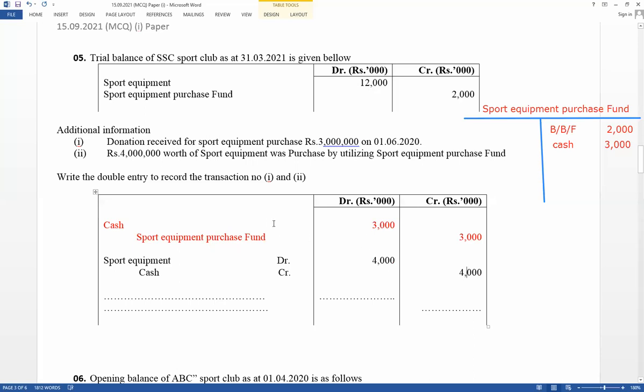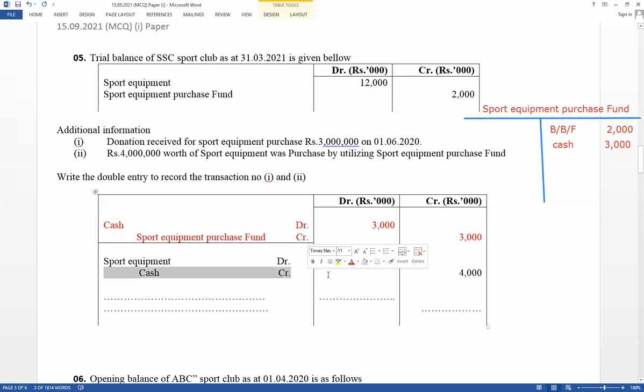And first entry, donation received amount, cash account debit, relevant fund account credit. Cash account debit and sport equipment purchase fund account credit. This is the donation received amount. Now it has given sport equipment purchase and utilized donation.